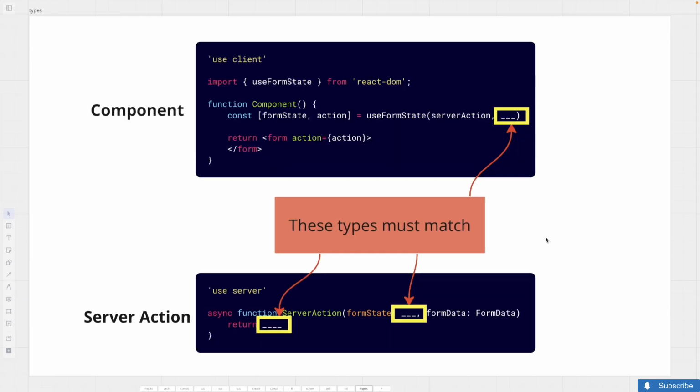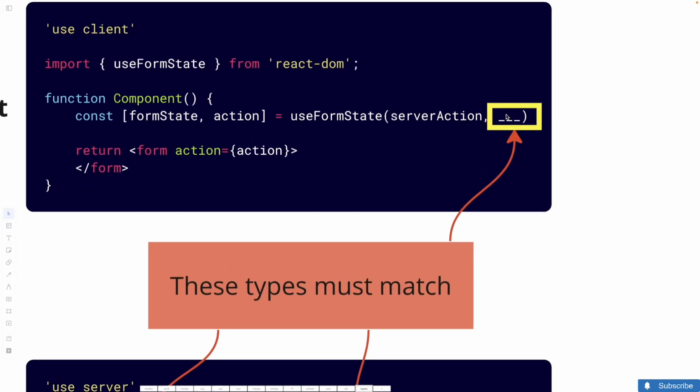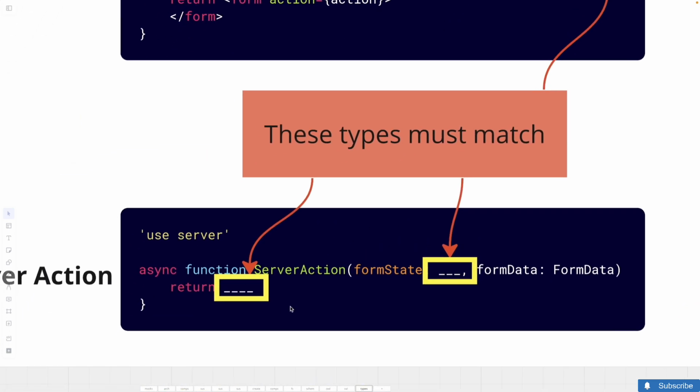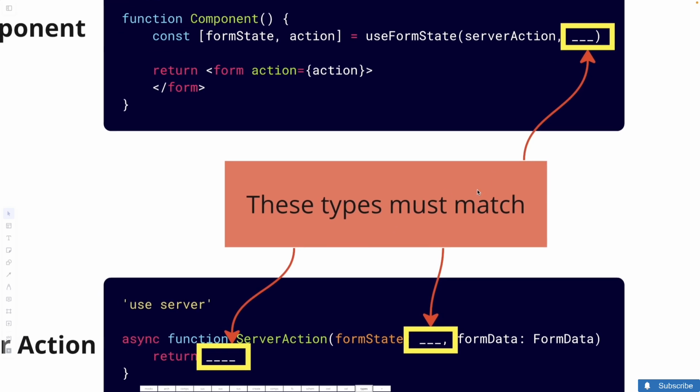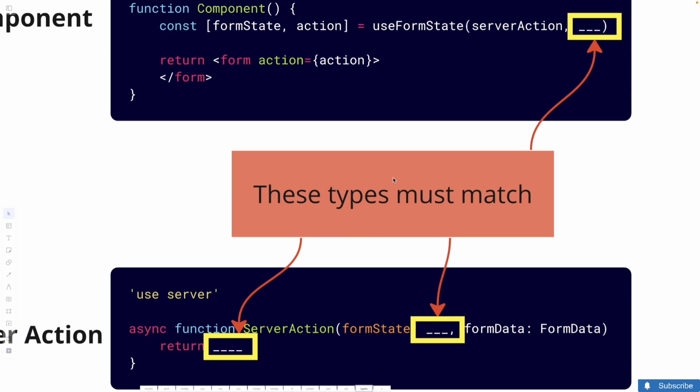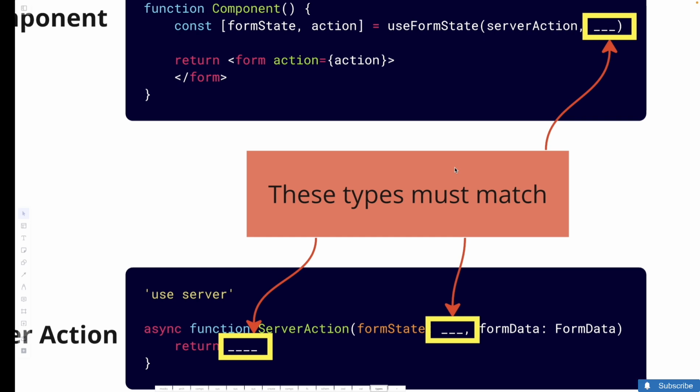So here's pretty much what it comes down to. Inside of your component, you are going to call useFormState, pass in your server action, and then some kind of additional argument that's going to be your initial state. And then inside of your server action itself, the first argument is going to be your form state, and the server action is going to return a value as well. These types, all three of these, must match. They need to be the same type, or if nothing else, they need to be compatible with each other. So let me show you a very simple example of this right away.